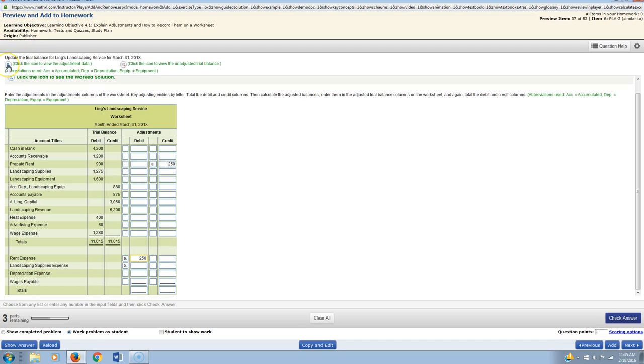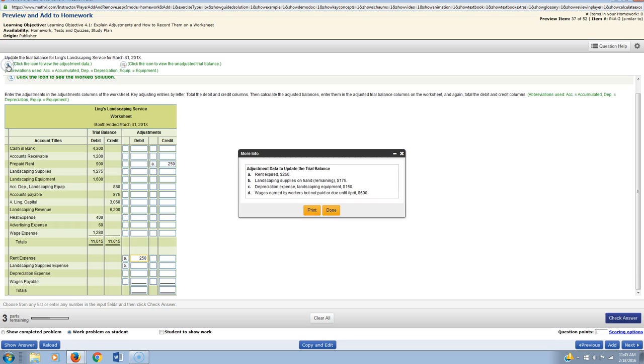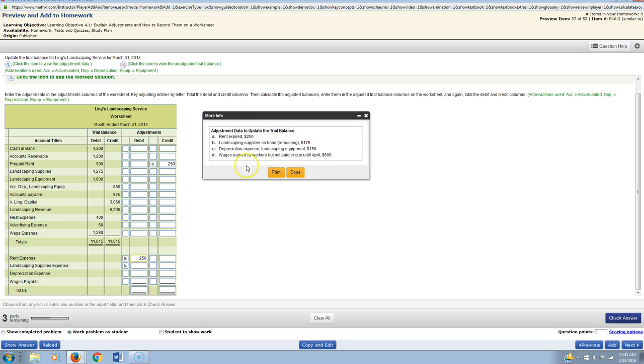Okay, kids, this is similar to your assigned problem 4A2. The first thing you want to do when you open up your homework is get your adjustment data here. I've already recorded the first one. See, what happened here is that the company had paid $900 in advance in a prepaid rent account sometime before March. And the month expiration of the rent has to be recorded.